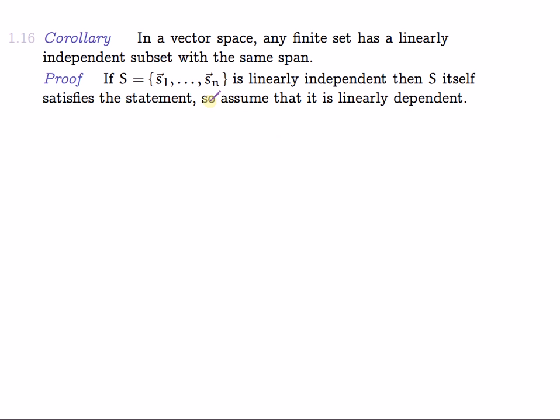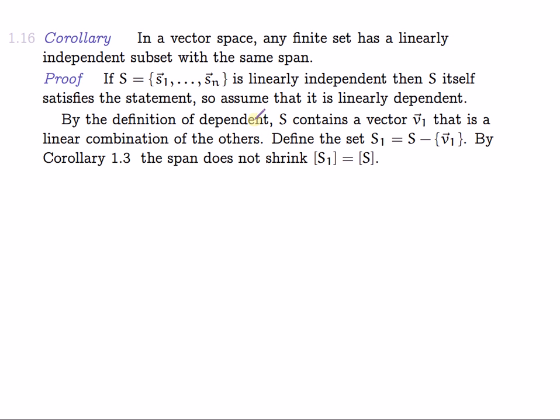All right, so first of all, let's take an arbitrary finite set of vectors. Now, if that finite set S is linearly independent, then S already satisfies the statement. So we need to consider the case where this set is linearly dependent. We want to cover all the cases. We've covered the case where it's independent, so now we need to cover the case where it's dependent.